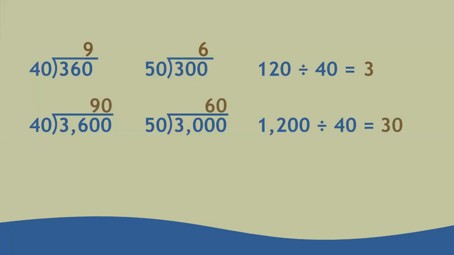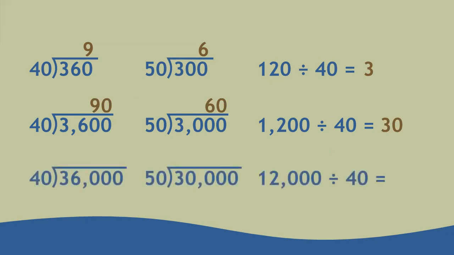So 3,600 divided by 40 is 90. So the extra 0 there, you simply move up, and that is 90. This is a trick of divisibility. You also have 3,000 divided by 50 is 60. Again, you're taking that extra 0 and just popping it onto the end of your quotient. All right, and then 1,200 divided by 40 is 30.